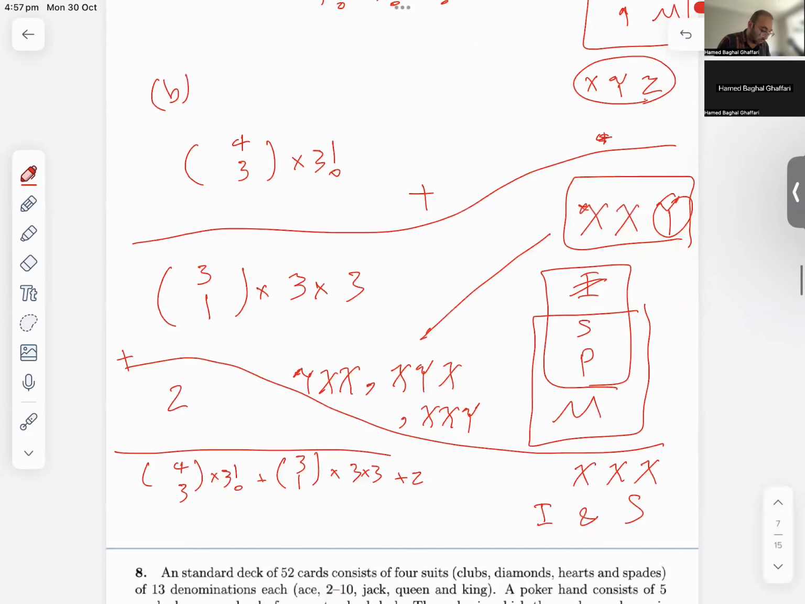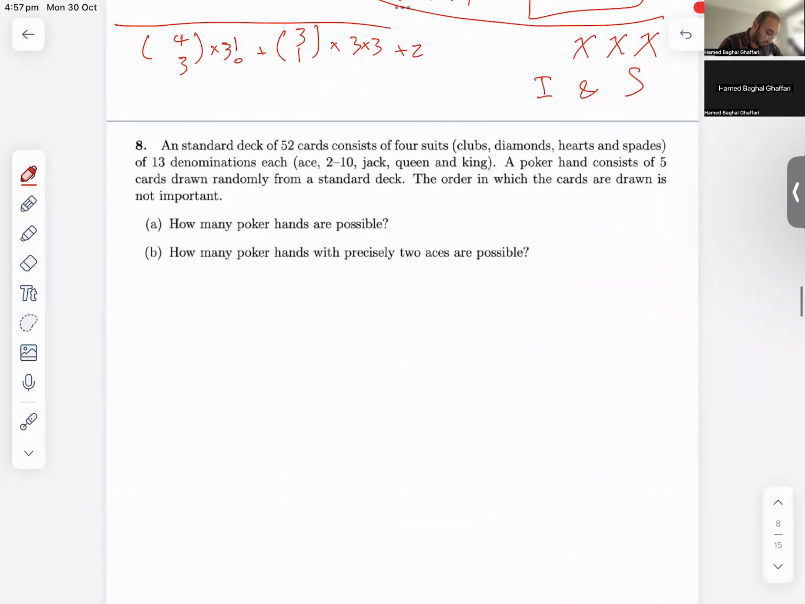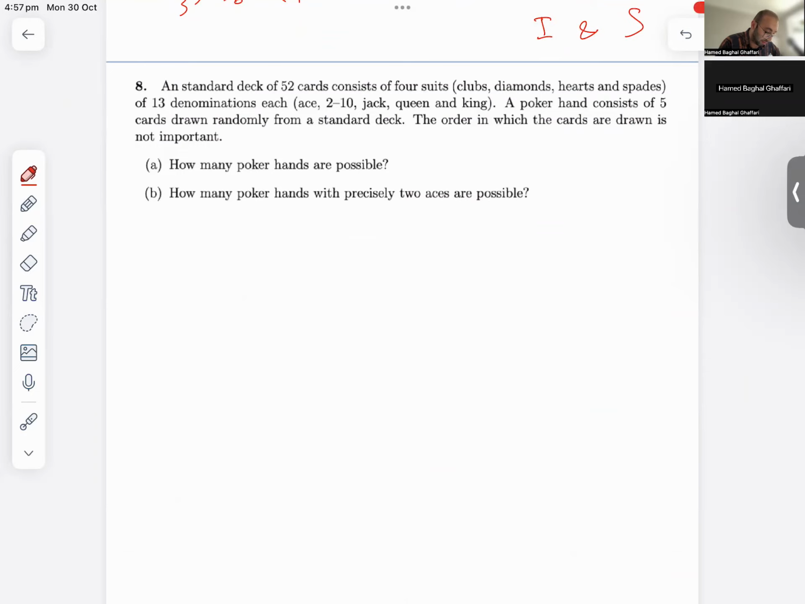All right. Question 8: we've got 52 cards consisting of 4 suits, clubs, diamonds, hearts, and spades, and 13 denominations of each. A poker hand consists of 5 cards drawn randomly from the standard deck. The order in which the cards are drawn is not important, so we are not after permutation. So for part A, it is 52 choose 5.